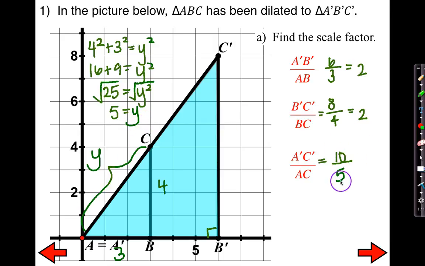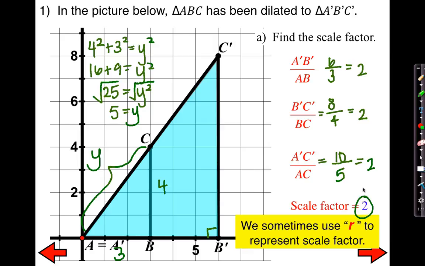So you'll notice here 10 divided by 5 is also 2. So I can come to the conclusion that the scale factor is 2. Now we do sometimes use r to represent the scale factor. So if I wanted to, I could have also written r equals 2.